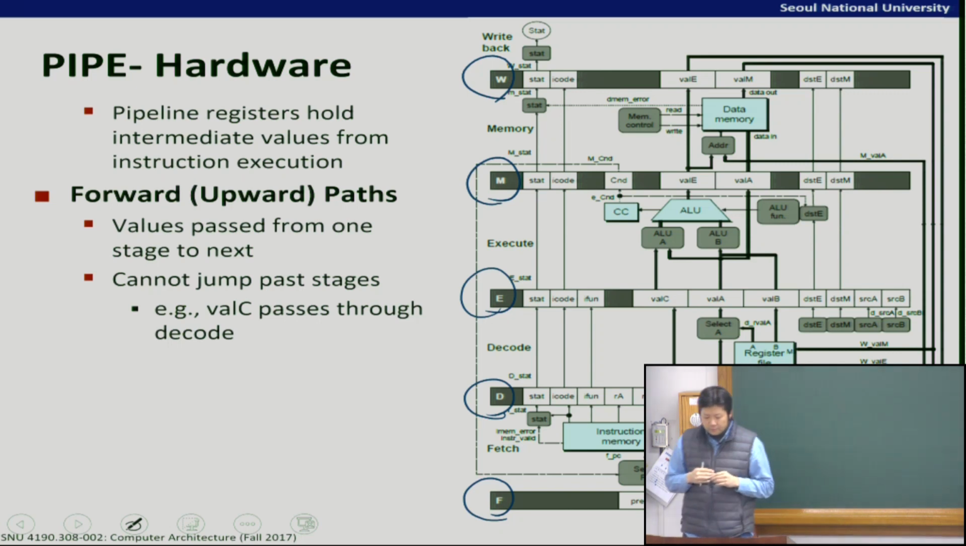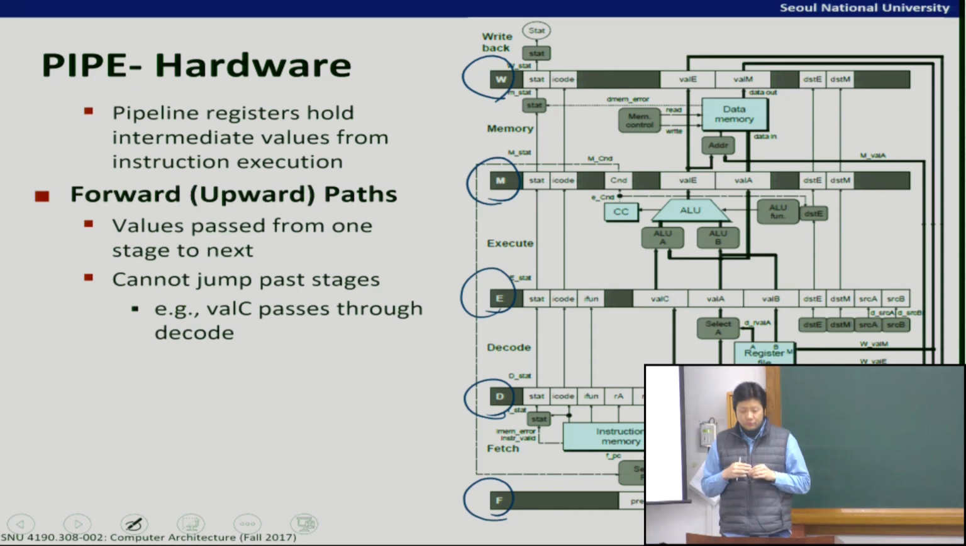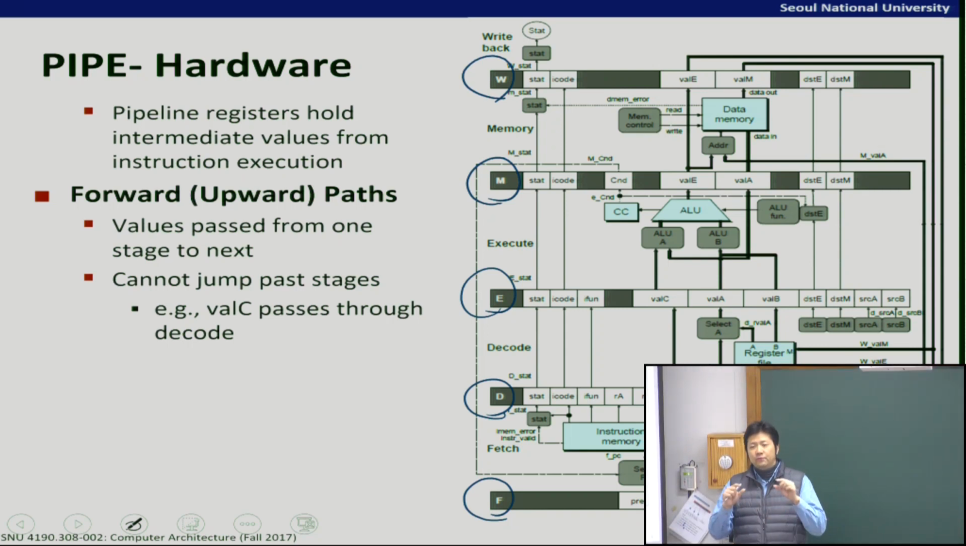Those registers hold intermediate values from instruction execution, right? So if you finish the fetch stage, your computation result will be stored in the next pipeline register, which is D. And once you finish executing the D stage, the result will be stored in the next pipeline register, which is E, and so on. Values pass from one stage to the next, from bottom to top. And regardless of whether you're going to use a specific stage or not, you still have to go through the 5 different stages anyway. There's no bypassing of a stage, because that's how this pipeline works.